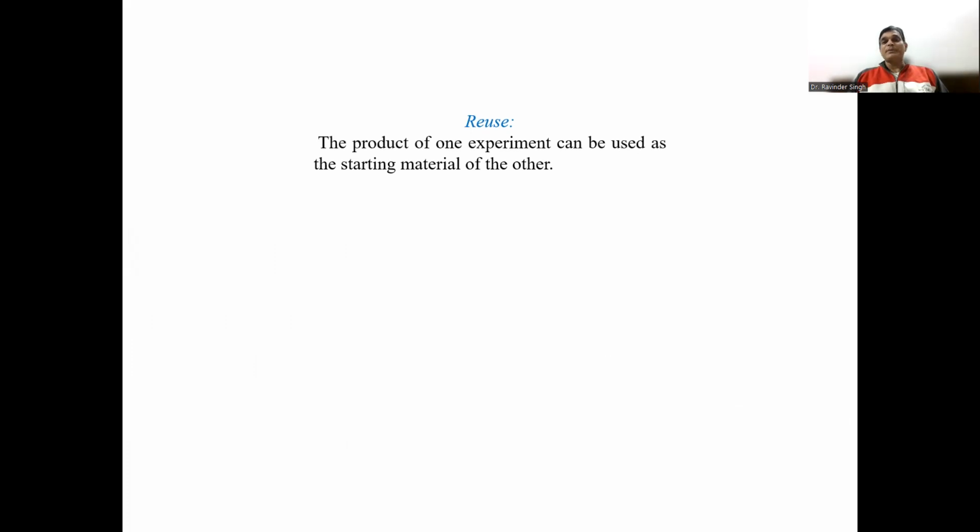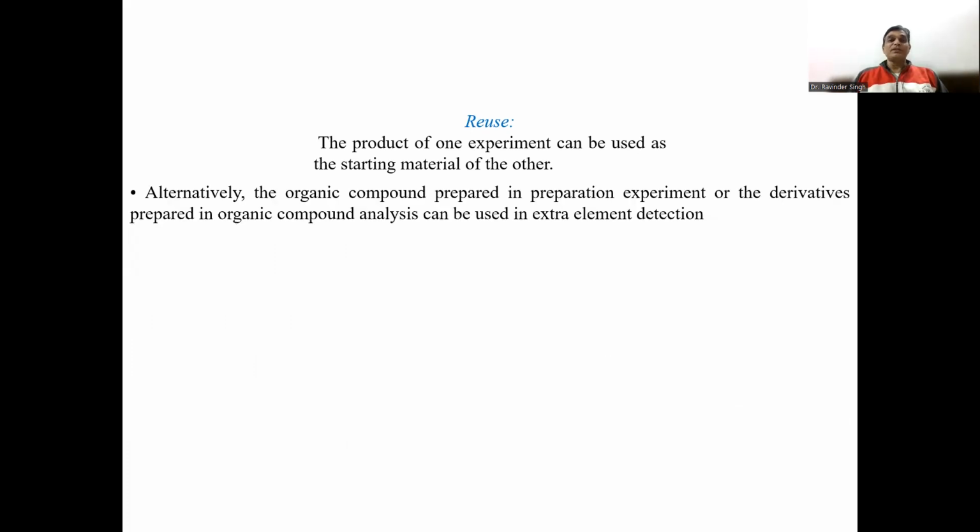Reuse: the product of one experiment can be used as the starting material of the other, as we already told you. Alternatively, the organic compound prepared in the preparation experiment, or the derivative prepared in the organic compound analysis, can be used in the extra element detection during the functional group determination. In the organic functional group determination, the first step is always the detection of the extra element.